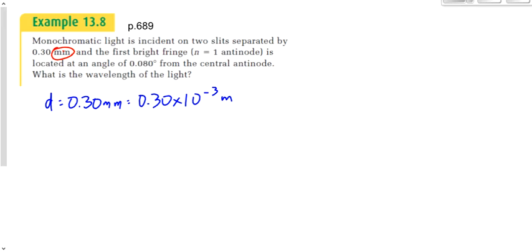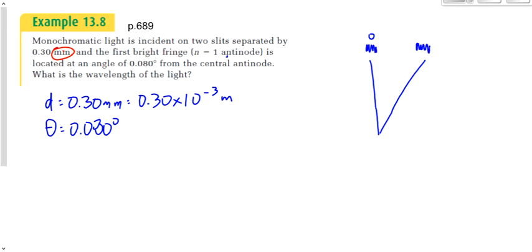I can move the decimal place over, but I don't like doing that, so I'm just going to tack on a 10 to the minus 3. My angle, theta, is 0.080 degrees, and that theta has to be measured from the central maximum to some other maximum. Here we're talking about the first antinode. What would n be there? 1 minus 0 is 1.